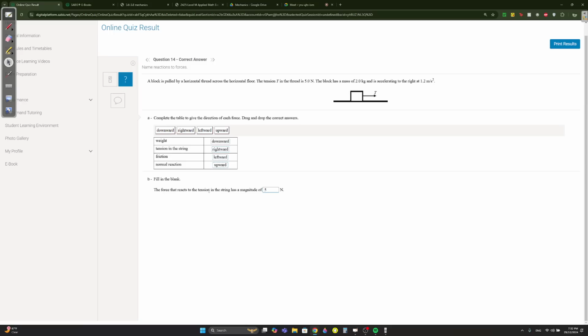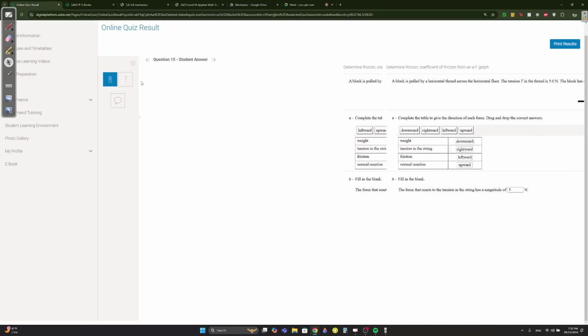The force that the tension reacts to the string. What's the reaction force? If the force of the string is 5, what's the reaction going to be? 5.